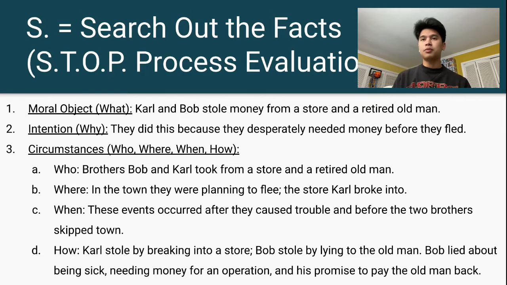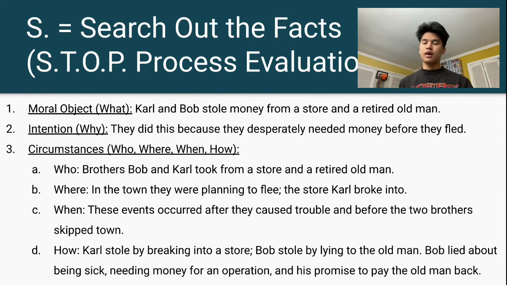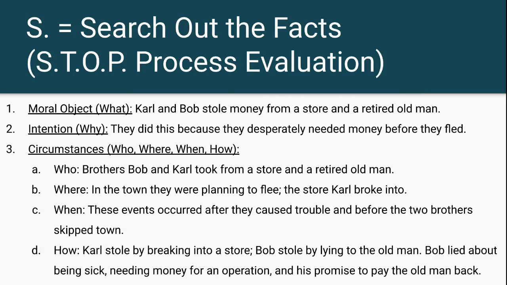For who, I put the brothers, Carl and Bob, and the two victims, the store and the retired old man. Although the where isn't really specified, I put down the town they were planning to flee and the store that Carl broke into. Additionally, the when isn't really specified, but I said that this choice occurred after they caused trouble and before they fled town. And finally, for the how, the brothers stole by breaking into a store and lying to an old retired man.